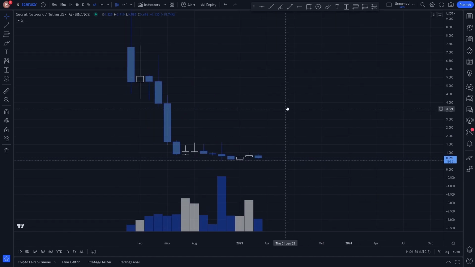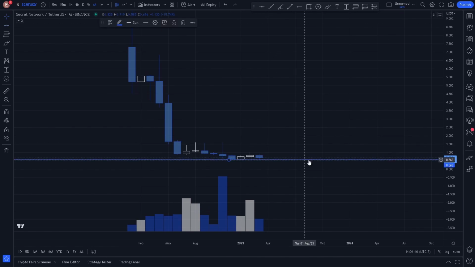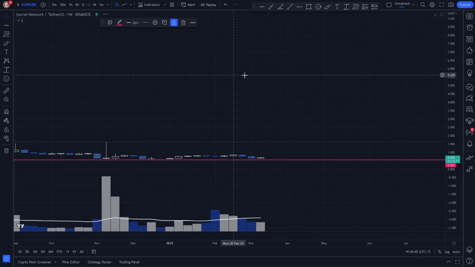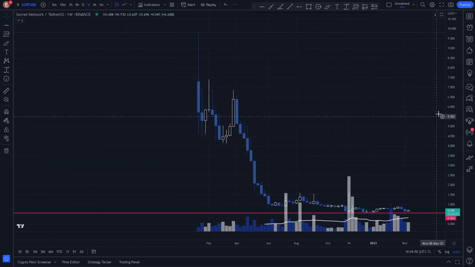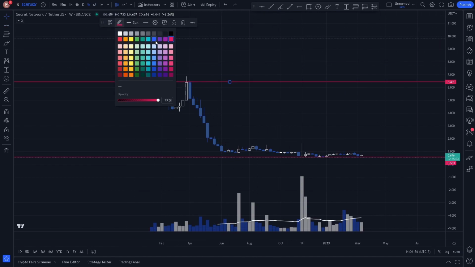Now here on the monthly chart, we don't have much price action to work with, so let's go ahead and plot our monthly swing low here. And let's go ahead and hop to the weekly so we can see more price action. Now, here on the weekly, we notice a swing high right here.